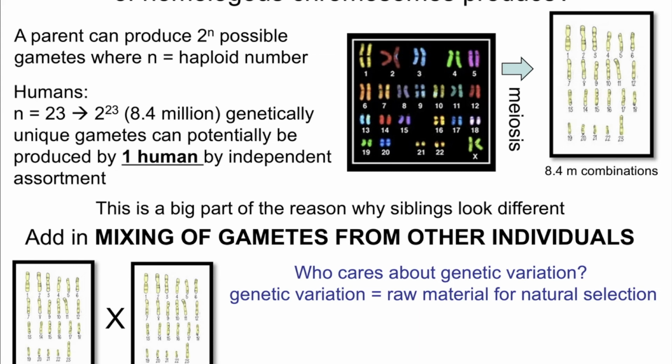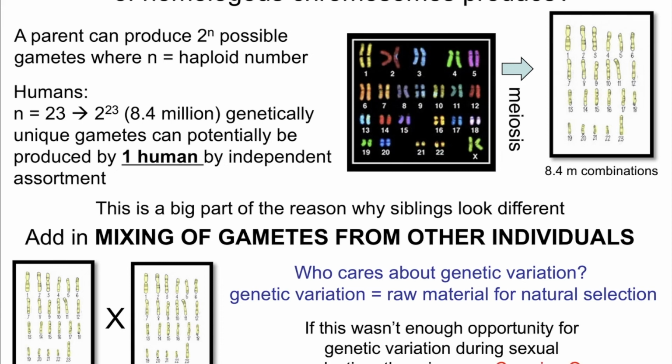So who cares about genetic variation? Why do we care about this? Remember that genetic variation is the raw material for natural selection, all right? And so you need to have this variation in the population. And if this wasn't enough opportunity for genetic variation during sexual reproduction, there's even more. There's this process of crossing over, okay? So there's even more opportunity for genetic variation to get introduced.